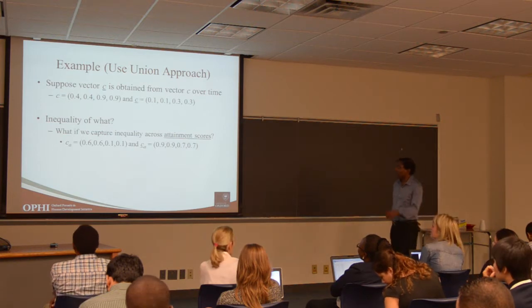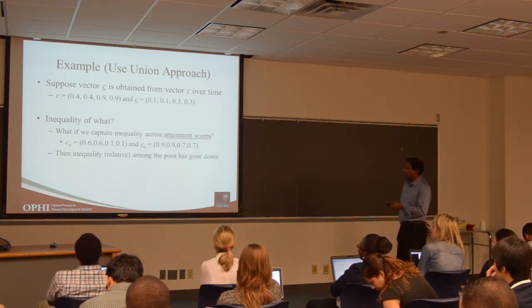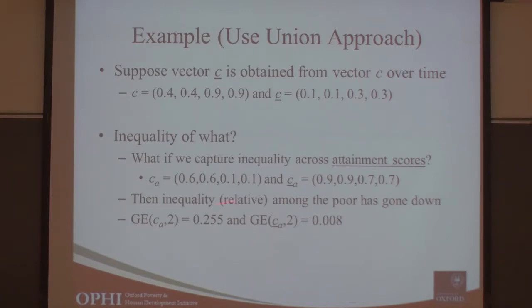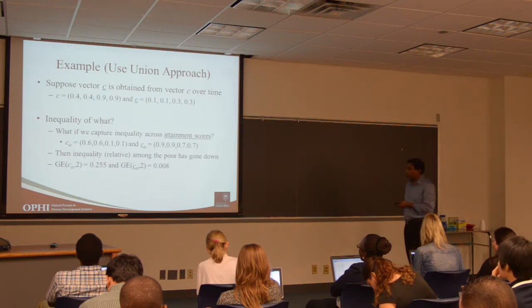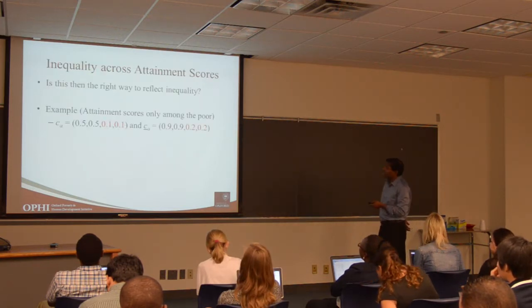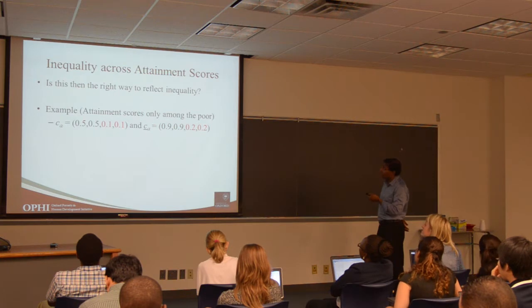Okay. Anyway, so let's now look at it. And it says, yes, indeed, inequality has gone down. So, when we are looking at the deprivation score, probably it was not right. When you look at the attainment score, it looks like inequality has gone down. So far, so good. Let's take another example. The question is, is this the right way to reflect inequality?